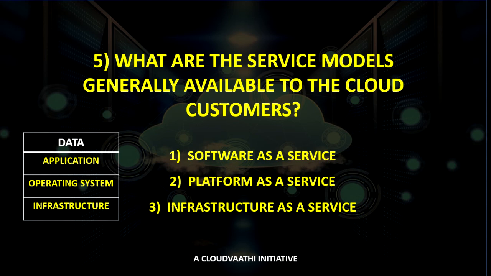In terms of pricing, infrastructure as a service is the cheapest one because we are just renting the infrastructure alone. So we need to have some people to configure the OS, build the application environment, and then run the application. While SaaS is the costliest one, because everything is provided by the cloud service provider. You have to just take care of the data alone. So these are the three different service model options that are generally available to cloud customers.